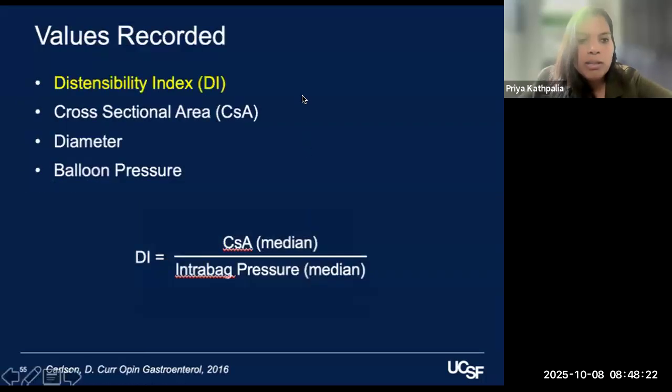The most important thing to gain from an EndoFlip is the DI, or the distensibility index, which takes into account the cross-sectional area and the intra-bag pressure. So the CSA over the intra-bag pressure is what allows us to calculate the DI, and it is a computer-generated value that you'll get in real time when you're doing this study.